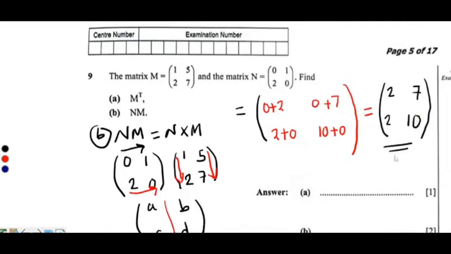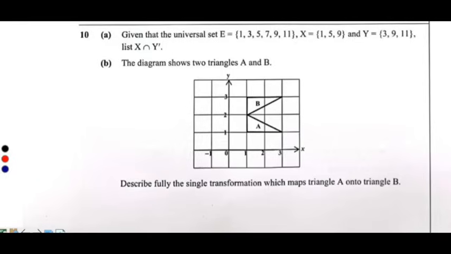So this is our matrix NM. We have multiplied the matrix for N with the matrix for what? For M. This is our answer. We are done. We move on to another part. We've come to question 10.